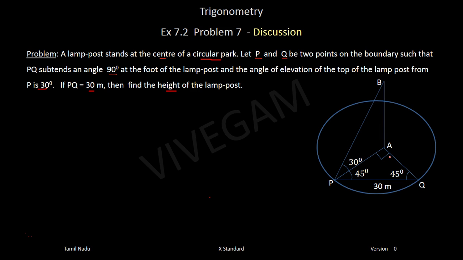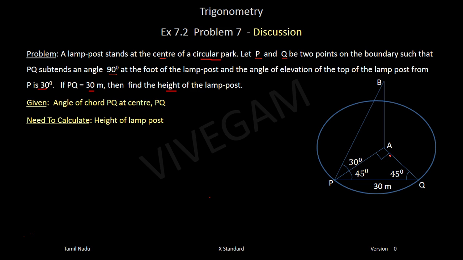Okay, so let's list out what is given. The angle of the chord at the center PQ is 90 degrees. Then, I think, what else? I think we have missed out. The angle of elevation is 30 degrees is given. PQ is given as 30 meters. Please list it out actually. I missed it. I've underlined it here. You need to list it out. I'll change it later. And we need to calculate the height of the lamp post.